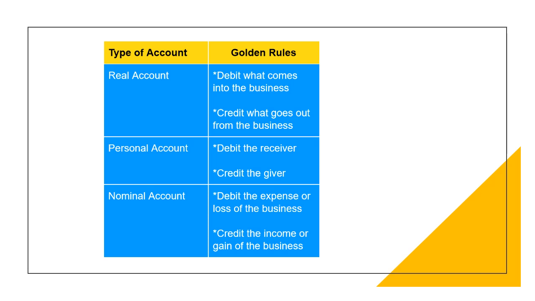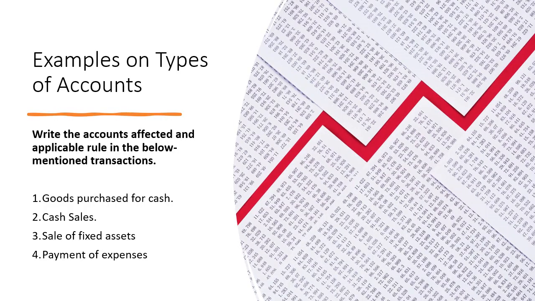Personal account: it can be an artificial person or a real person. So it can be any person, XYZ, or an artificial person, company, corporation, association, and all that. The rule it applies: debit the receiver, credit the giver. And lastly, we have nominal account, with examples like rent, salary, commission, wages. The rule it applies: debit the expense or loss of the business and credit the income and gain of the business. This is what you have to remember and apply when you are writing journal entries. If you are a beginner, you should know this, and even if you are an advanced learner, you must be knowing it, but if you are not well versed with that, you should know it.